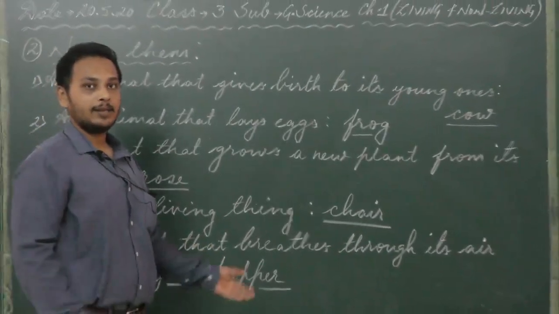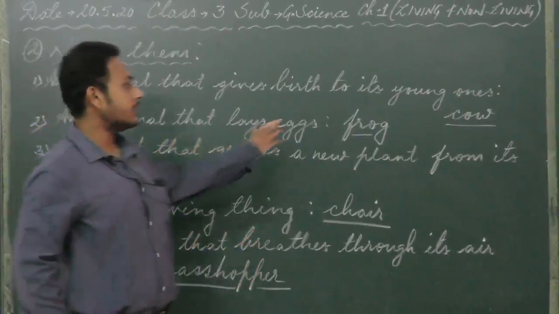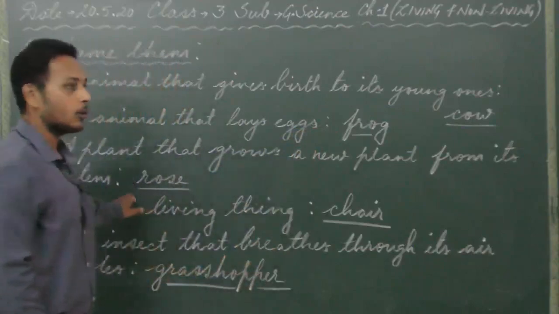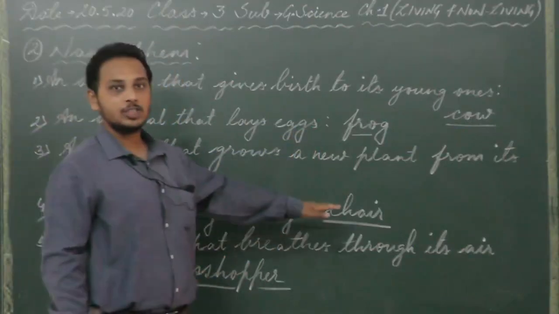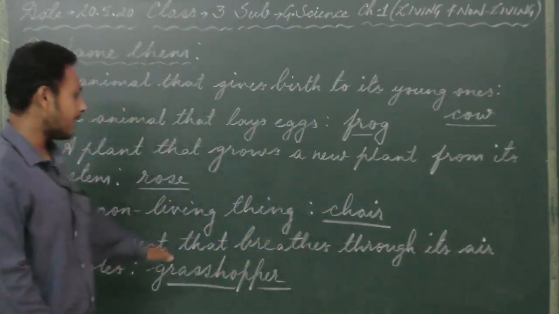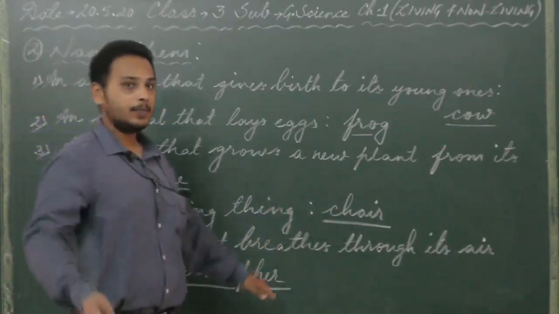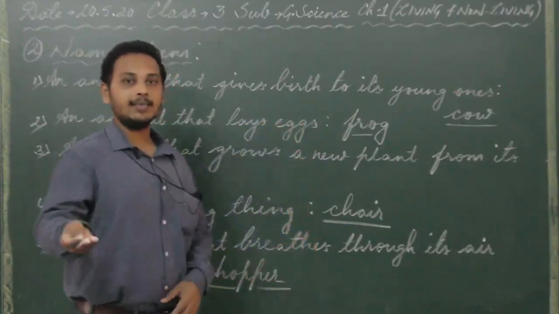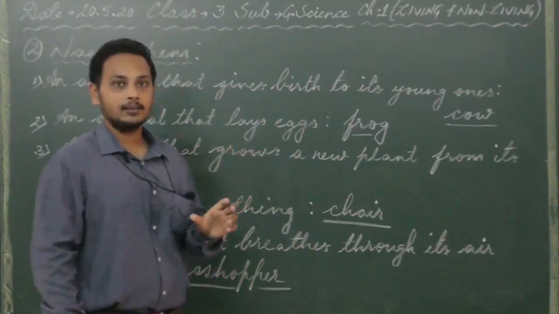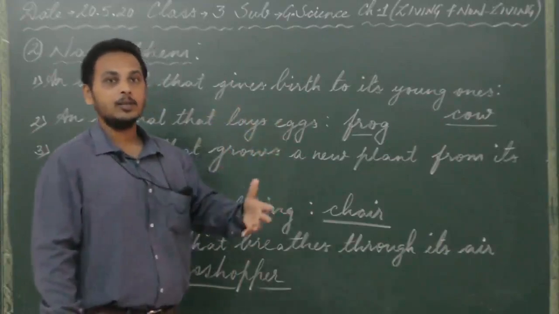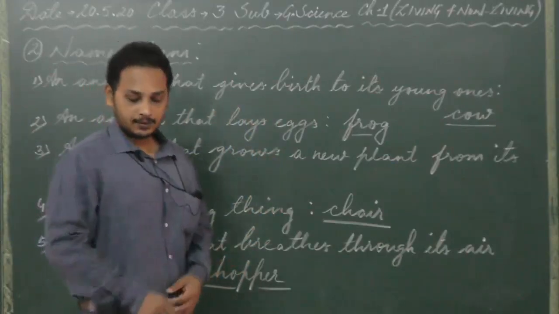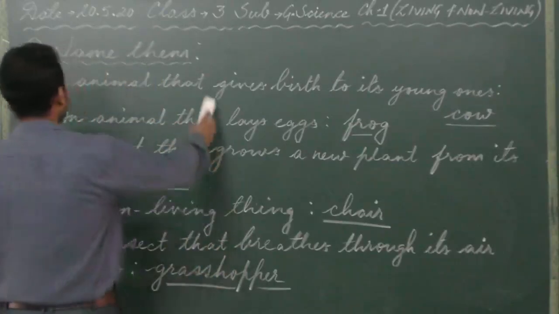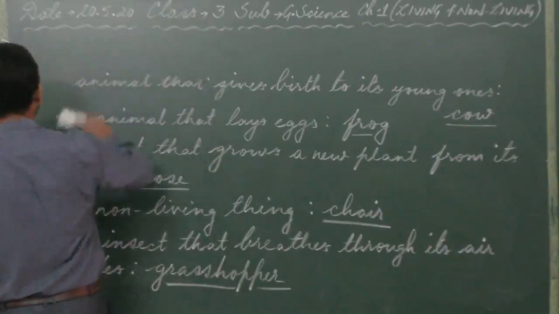So I'm repeating the answers once again. The first one is cow, the second is frog, the third is rose, number 4 is chair, number 5 grasshopper. As I told you earlier, there are certain places where different answers are accepted, but it should be correct. So if you find those answers suitable, you can write them. Now after we complete this exercise, we move on to the next one, that is question answers.